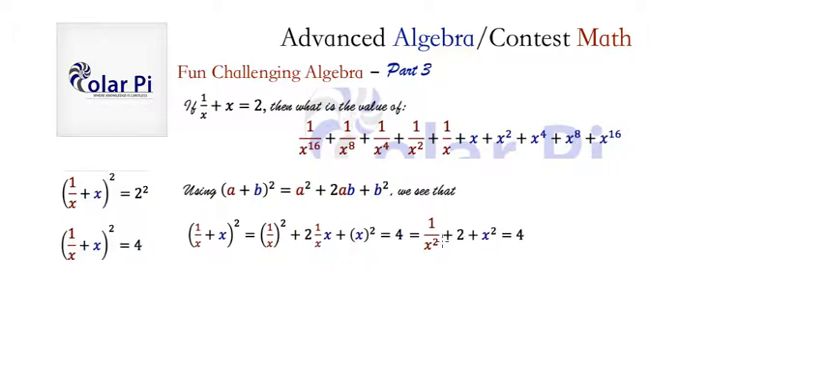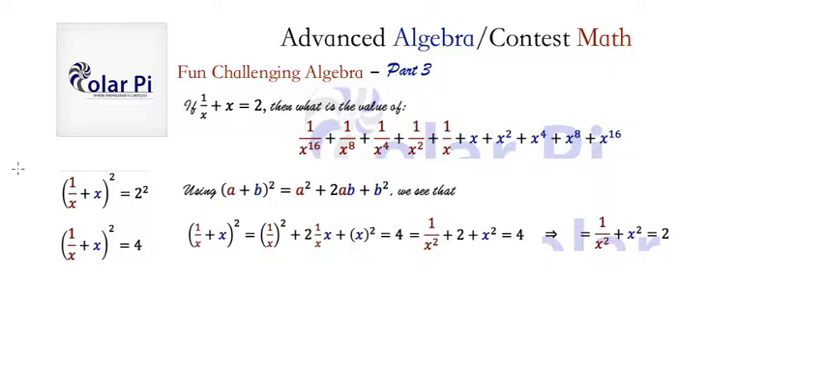Okay, now with this last equation, which is 1 over x squared plus 2 plus x squared equals 4, we could simplify to 1 over x squared plus x squared is equal to 2. That's subtracting 2 from both sides of the last step. Yeah? Okay, cool. So it looks like 1 over x squared plus x squared is equal to 2, just like 1 over x plus x was equal to 2.